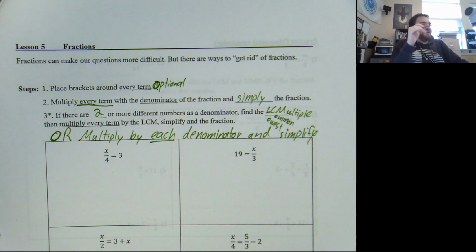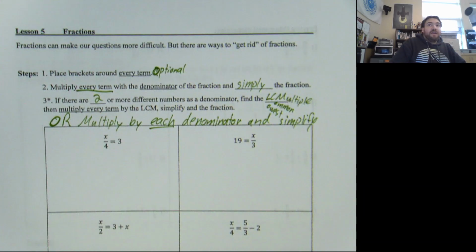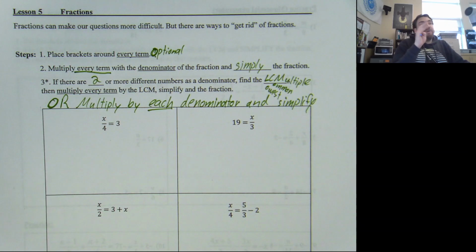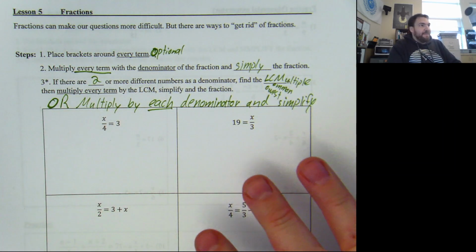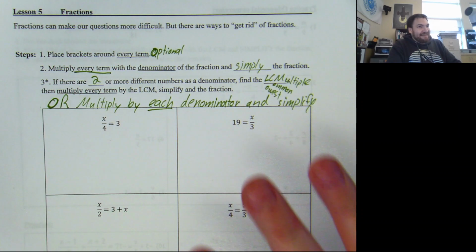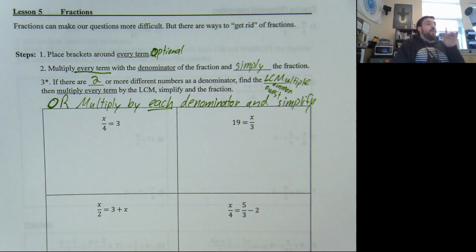Some of you are sitting there thinking, multiplying by the LCM and multiplying by each denominator is going to do the exact same thing. It does and it doesn't. Let me show you what I mean. You can end up at the same result with different techniques. Some in my first block class said, but you're doing the exact same thing, which isn't true. I'll demonstrate why it's different.